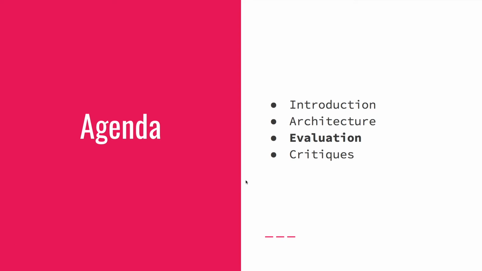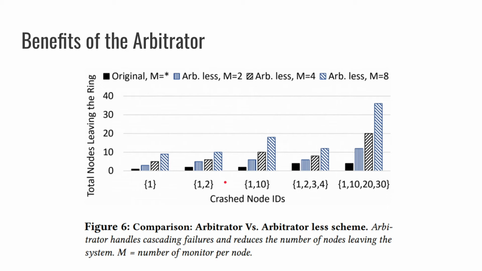Now let's look at some key results of Service Fabric. One of the novel ideas in Service Fabric is decoupling failure detection from decision using an arbitrator. In this paper, the researchers have presented some data points with regard to the benefits of using an arbitrator.